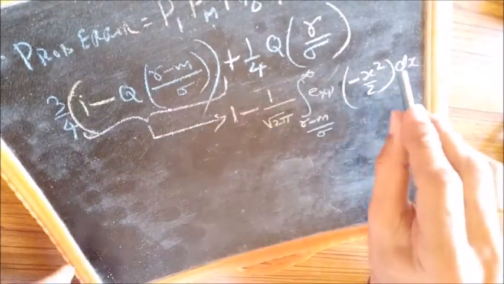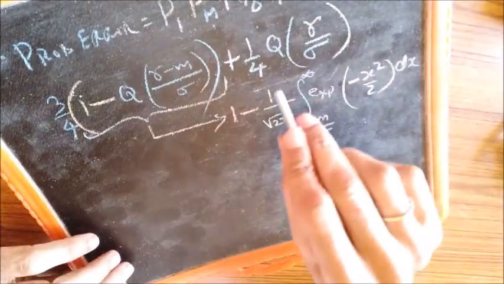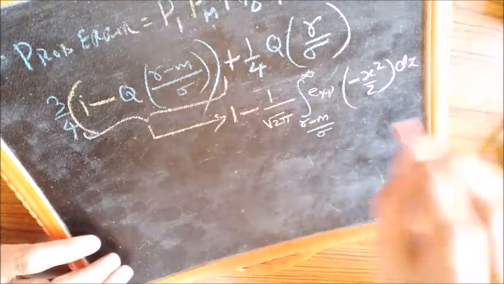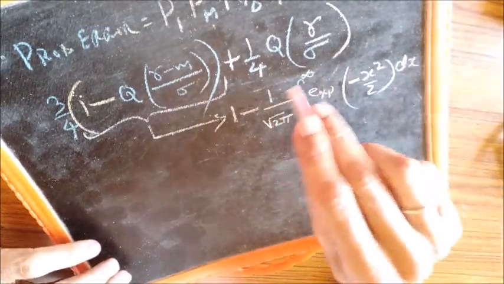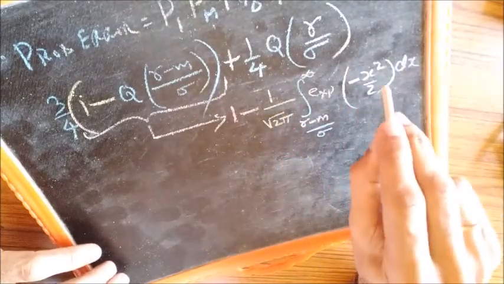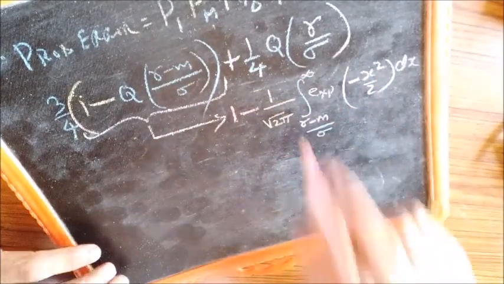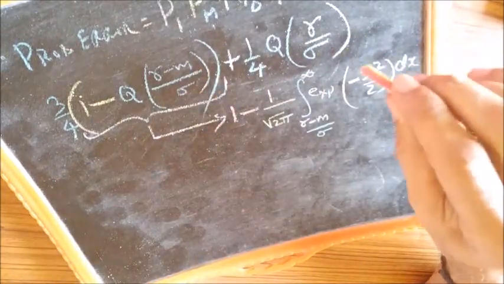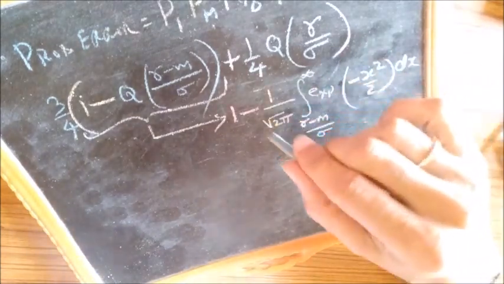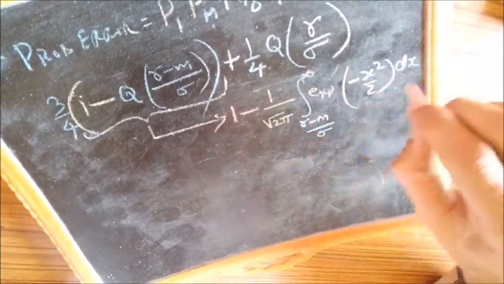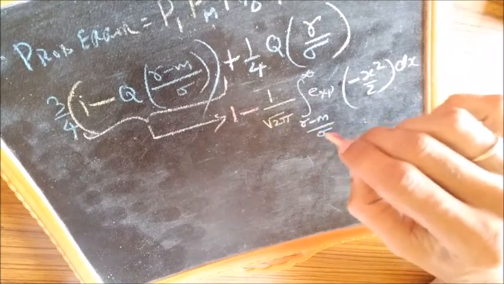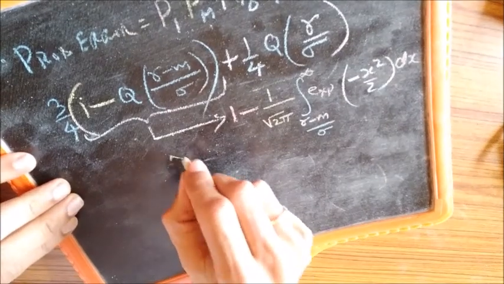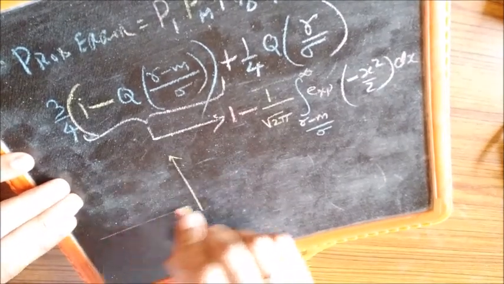If you closely observe, this is an integration from gamma minus m by sigma to infinity of a Gaussian distributed probability density function of mean 0 and variance 1. So in place of sigma square you have 1, in place of mu you have 0. You are essentially integrating a Gaussian density function from gamma minus m by sigma to infinity. And that can be represented graphically.